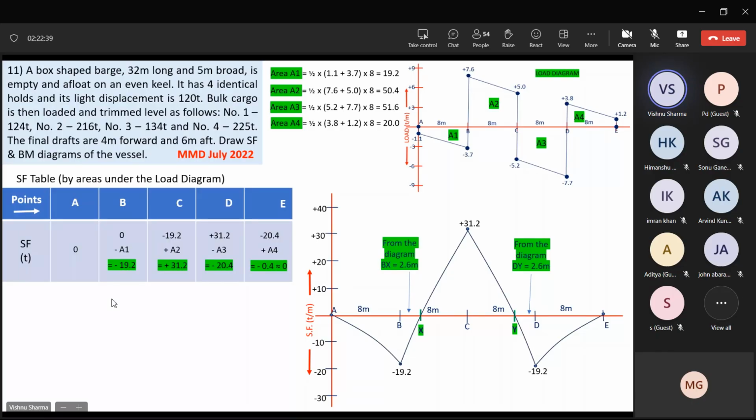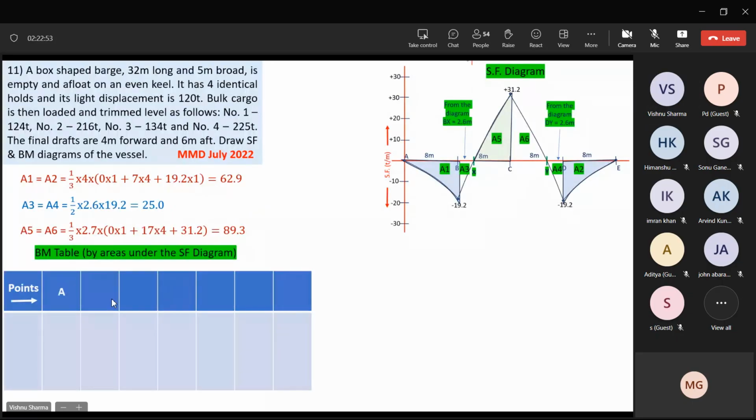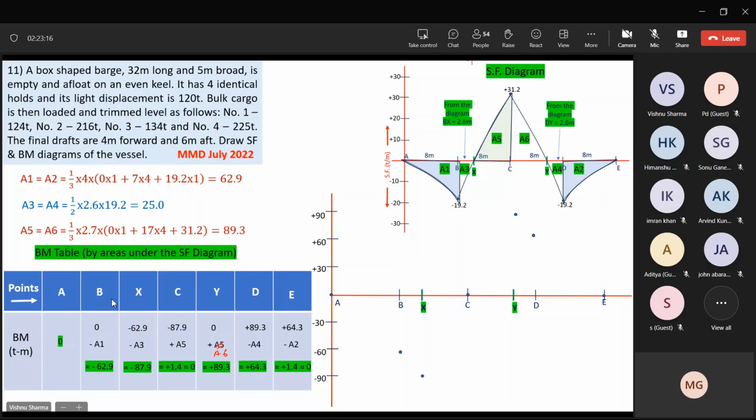You can take it if you so desire, but then we come to here. This is A6, guys. This one is A6, okay.